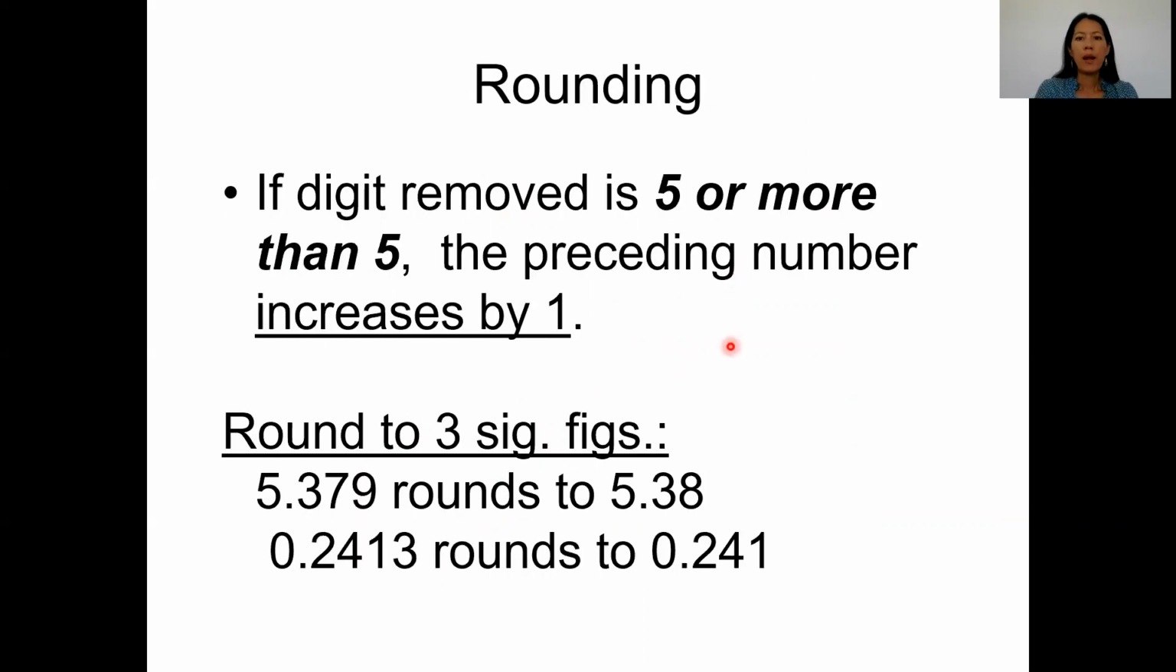Another thing you'll have to do is rounding. There are a couple rules for rounding. I picked the simplest one. If the digit removed is simply 5 or greater, then that preceding number increases by 1.